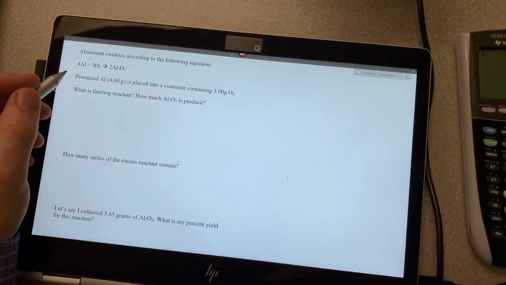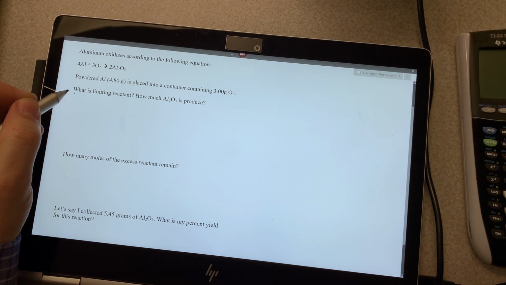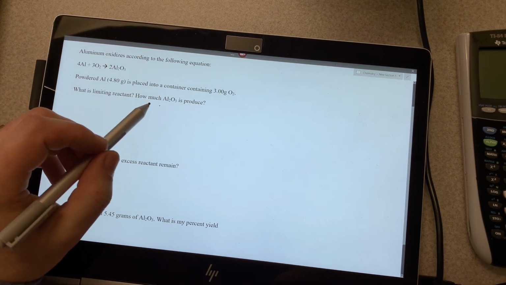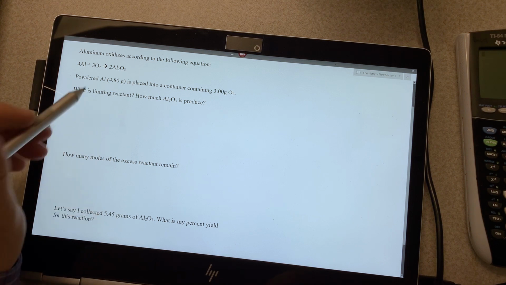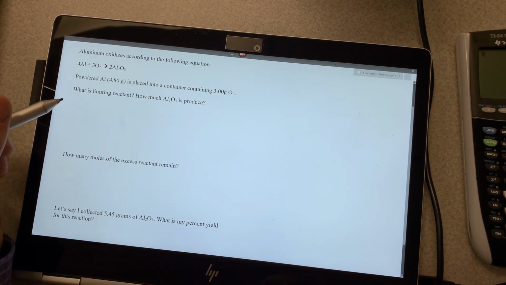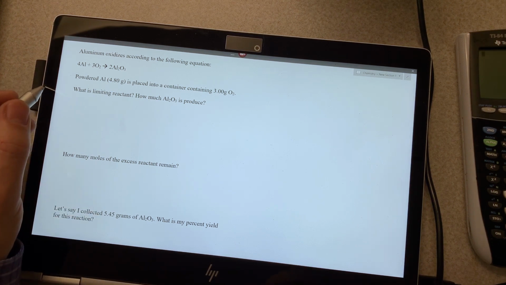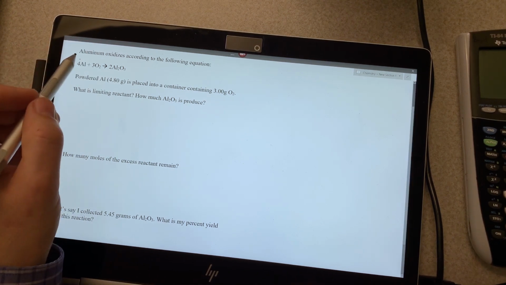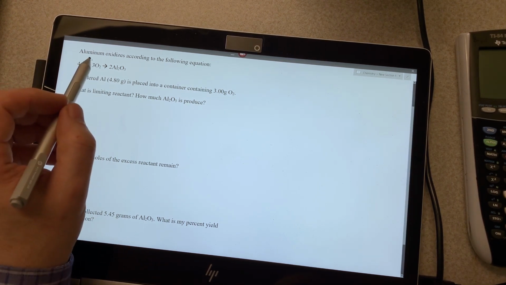We're going to look at limiting reactants and see how we calculate limiting reactants and products and percent yield, all the stuff in this unit. We're going to do it all together now at once. So here's the problem that I'm looking at today.